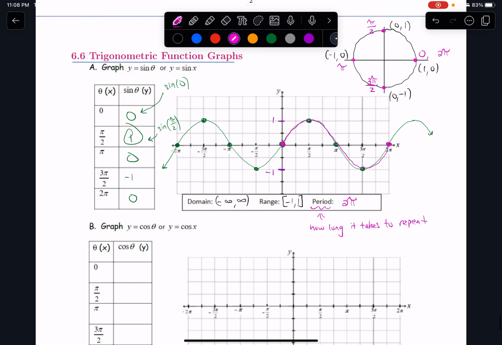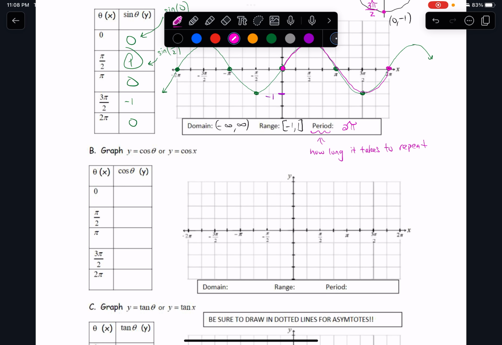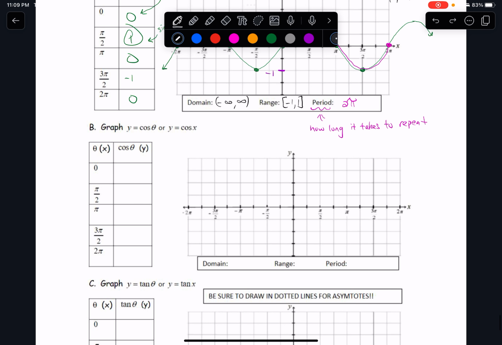All right. So now next up, I want to try cosine. I want to do the same thing. Plug in some points to get a feel for what the graph of y equals cosine x will look like. And then I want to do the same thing for the graph of y equals tangent x.